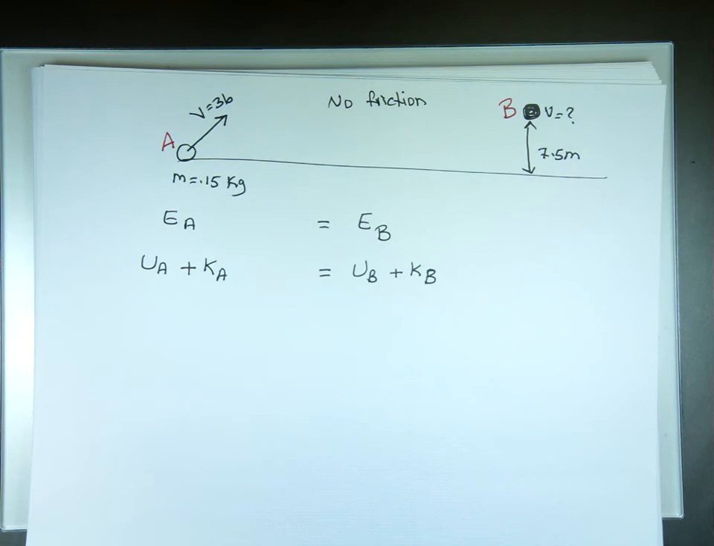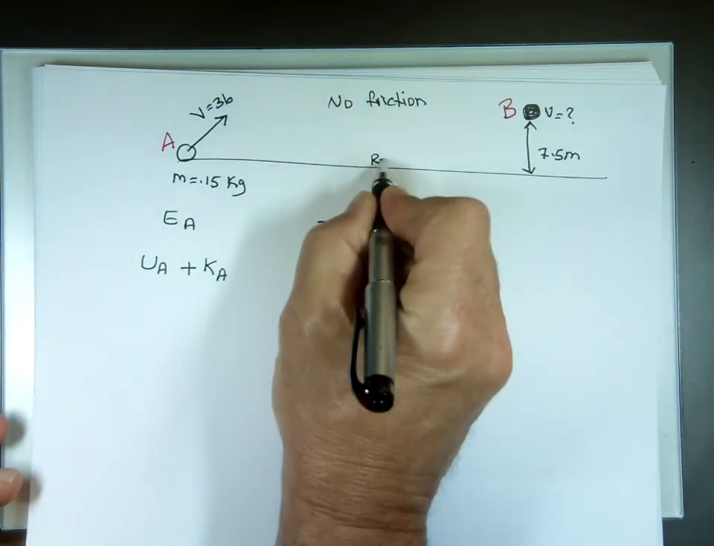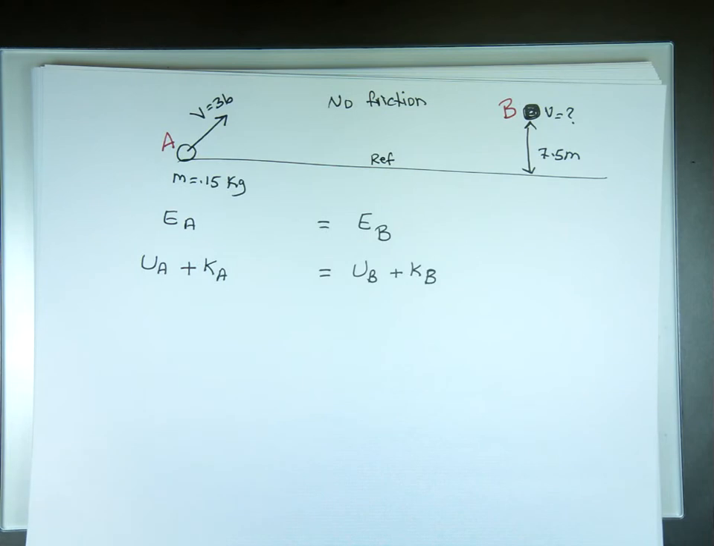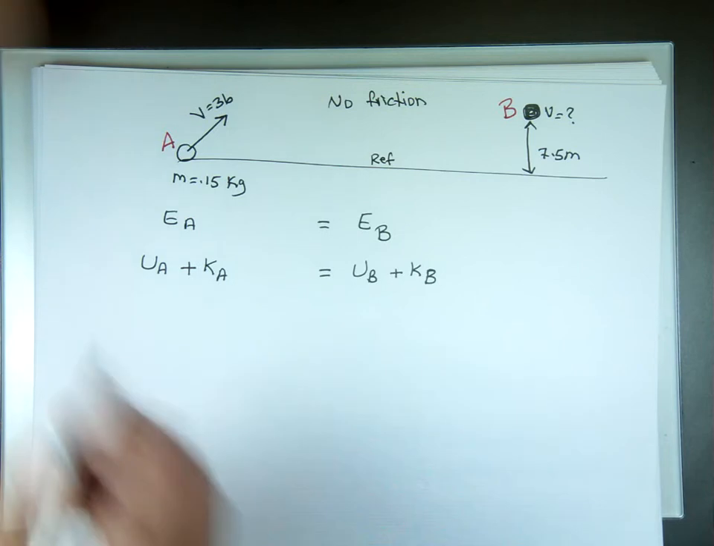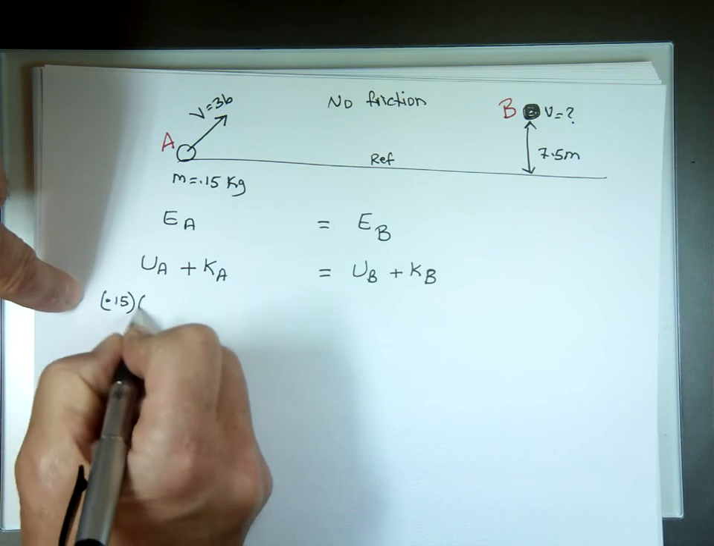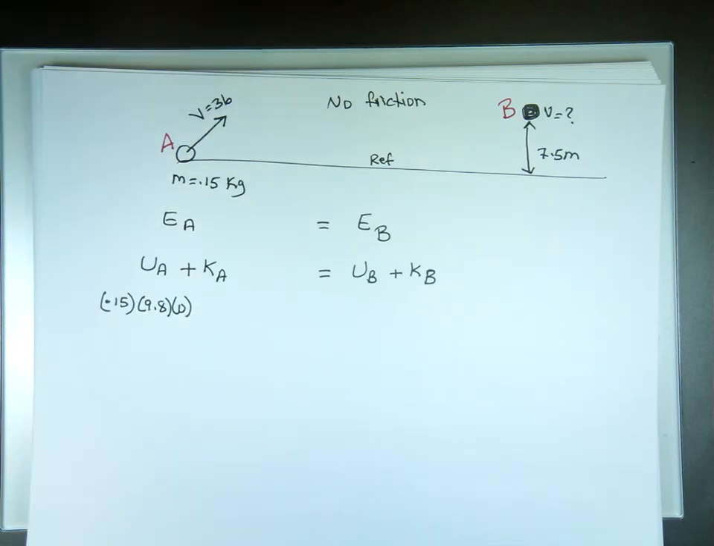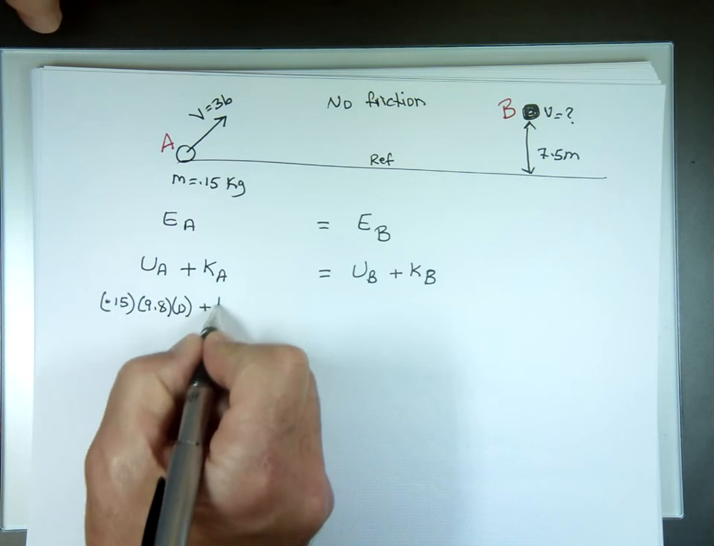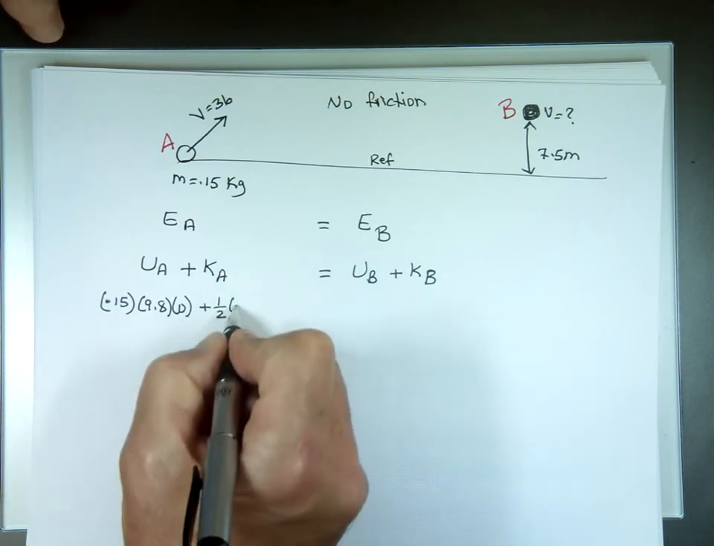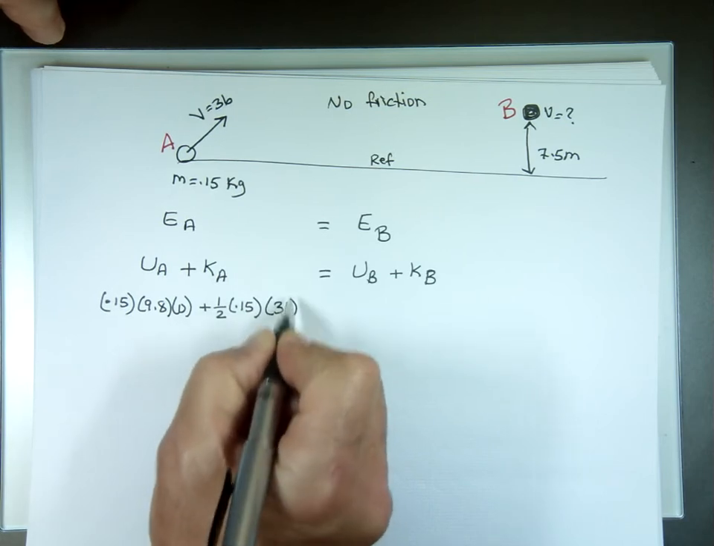Let's look at it. If I use this as reference where the ball was hit, what is my initial height? 0. So mass, which is 0.15, gravity, which is 9.8, times the initial height, which is 0. That's your potential energy. Your kinetic energy, 1/2, mass, 0.15, times the velocity squared. Notice I don't have to break the velocity into x and y components.